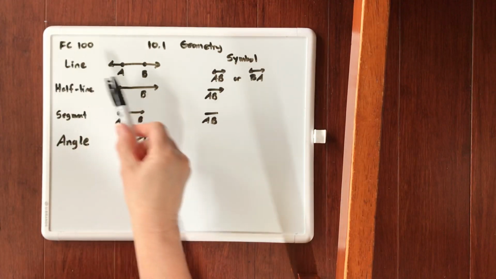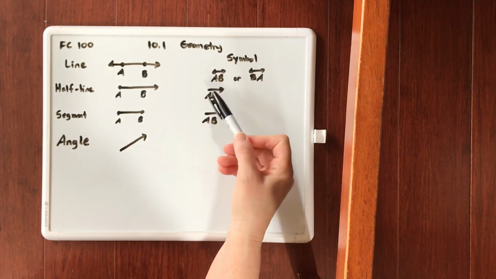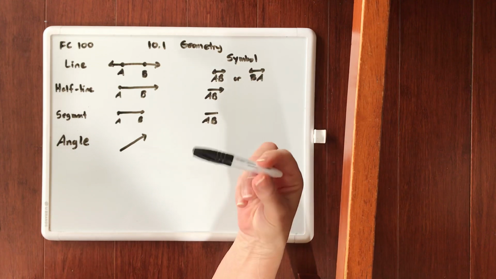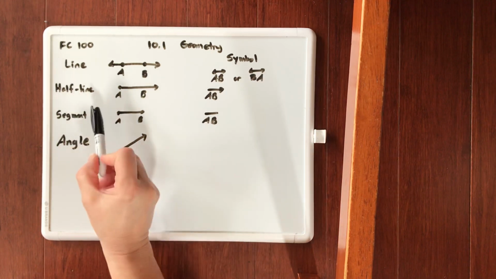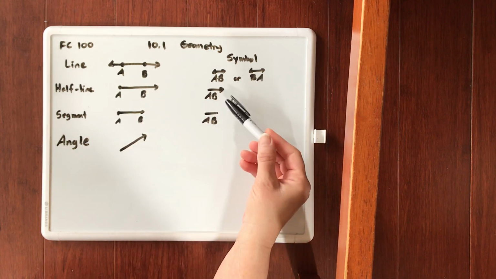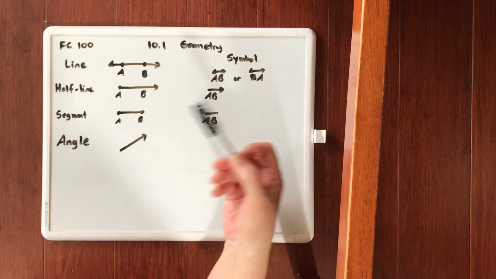We have line, so here's a point A, B, we draw a line through it. The symbol, this means line AB or line BA. We have a half line where we have a point and we draw the line in one direction, and this is the symbol. This means half line AB.